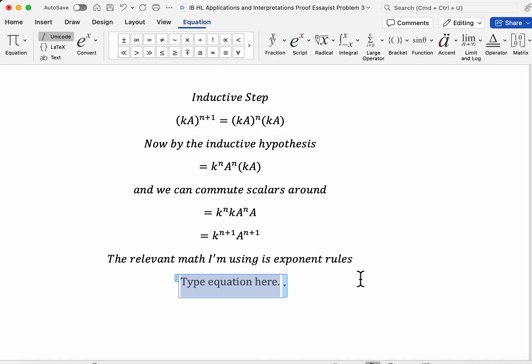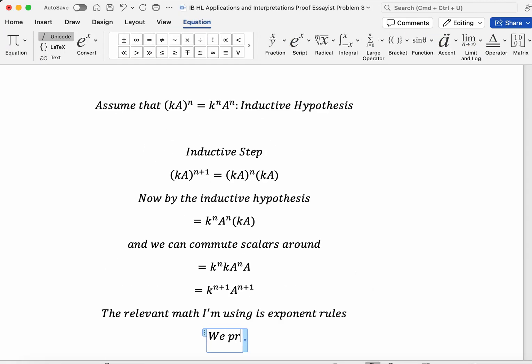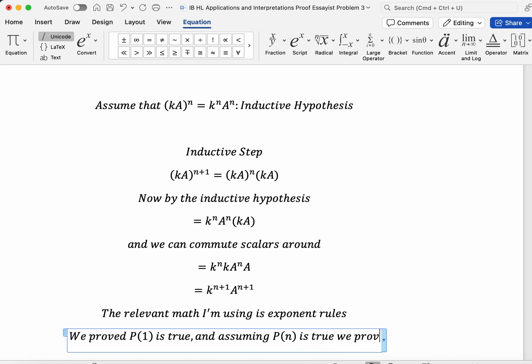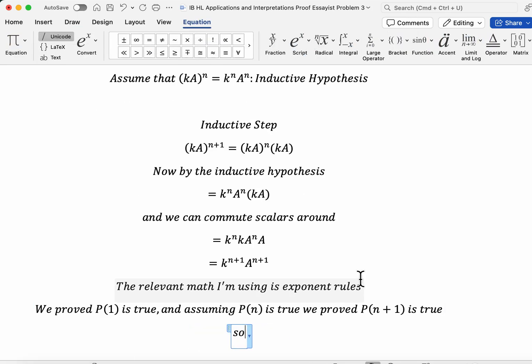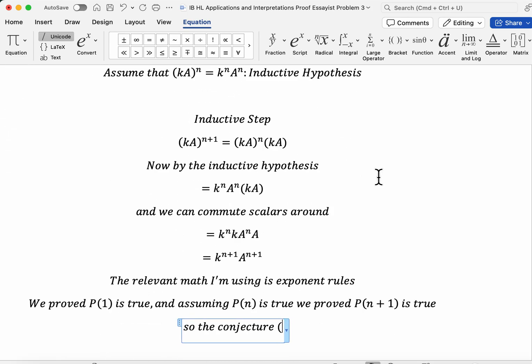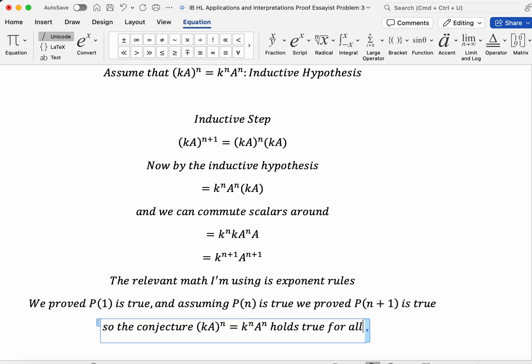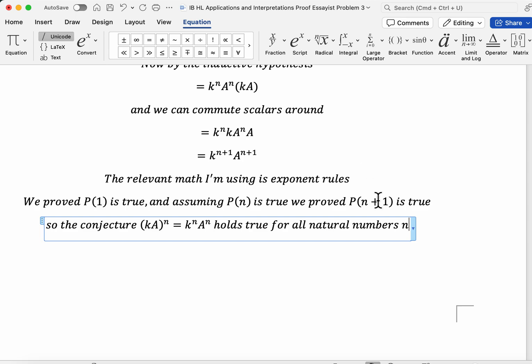So then this statement, you prove P of 1 is true, and assuming P of n is true, we proved P of n plus 1 is true. So the conjecture Ka to the n equals k to the n a to the n holds true for all natural numbers n. And we are done.